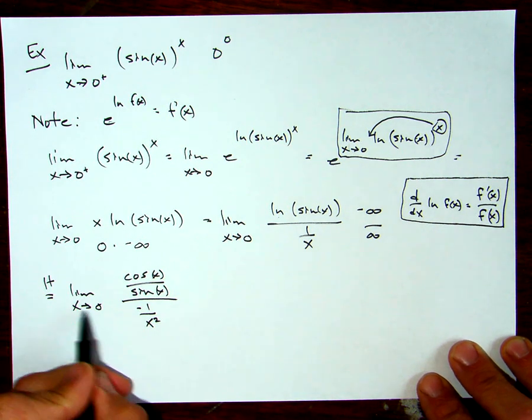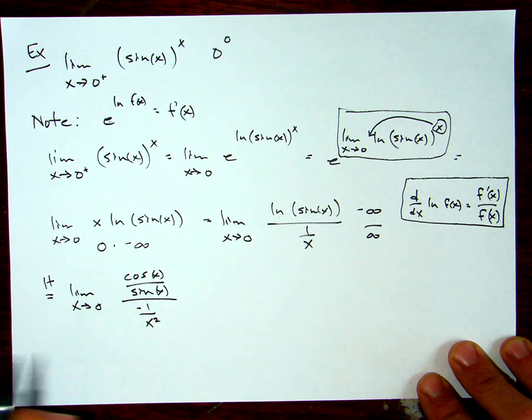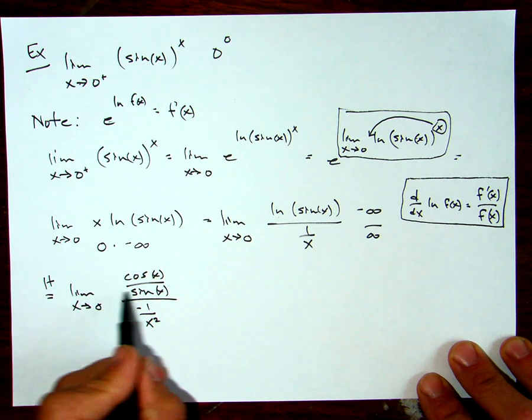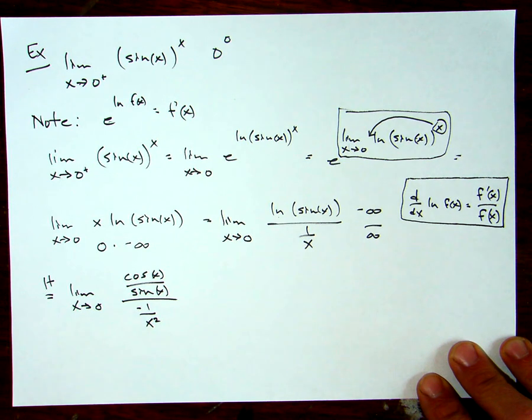So let's see what happens now. If I put in 0, this is 1 over 0. That's basically undefined, but it approaches infinity. And this is negative 1 over 0, so that also approaches infinity. So we could try to apply L'Hopital's rule again, but first let's see if we can clean this up algebraically, because that's sometimes a better thing to do. First, see if you can clean it up and get a different limit before you apply L'Hopital's rule again.